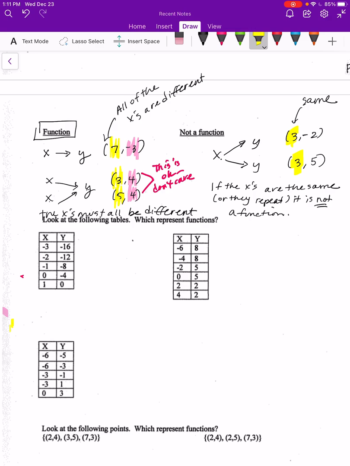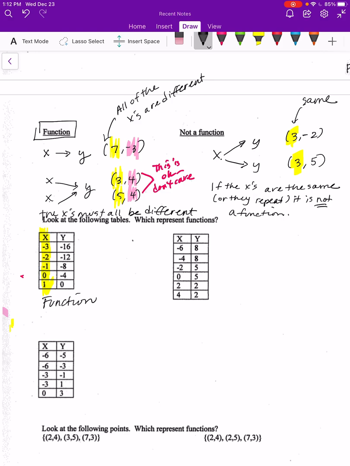So that's what we do. We check out the x's. So here's the x's. I have a -3, a -2, a -1, a 0, and a 1. Are they all different? Indeed they are. So guess what? This is a function. That's all you have to do.